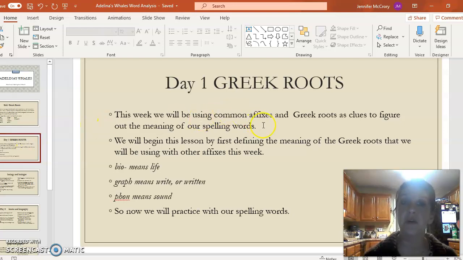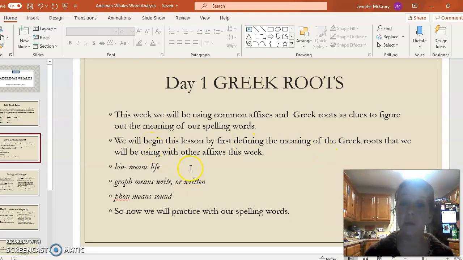So this week we're going to be using common affixes and Greek roots as clues to figure out the meaning of our spelling words. Because we have to know meaning, not only spelling, we've got to increase our vocabulary. Word knowledge is essential to go along with our reading skills. So we're going to begin this lesson by first determining what these Greek roots mean, so that we know how they fit together with the words that we're going to be spelling this week.